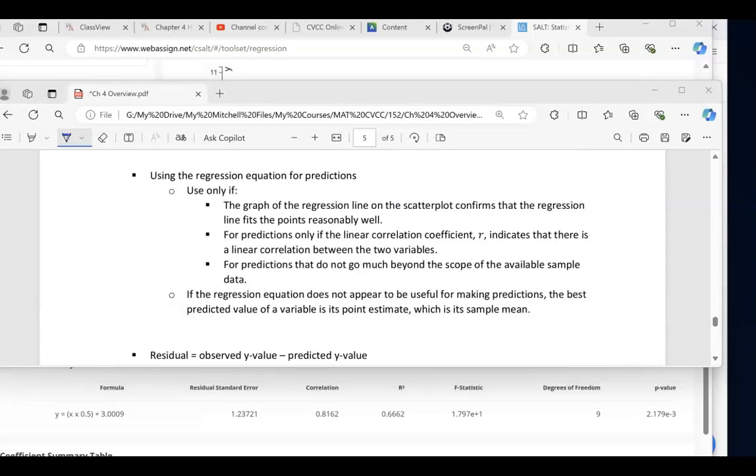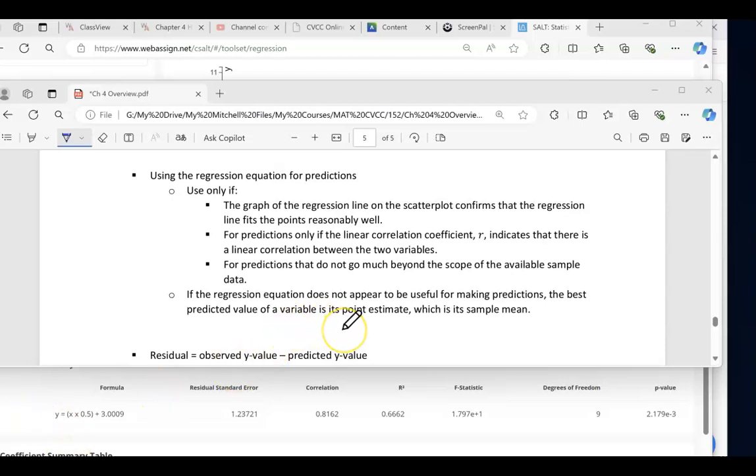So how would we go about making a prediction, and when should we? Well, we only want to use the regression equation if the graph of the regression line on the scatter plot shows that we have a linear function, and this is going to fit pretty well. We also want that correlation coefficient to show that there's a decent relationship. So it doesn't have to be really strong. It doesn't have to be like 0.9. I would say even with moderate, we could get a reasonable output for a predicted value for a certain x value we're plugging in.